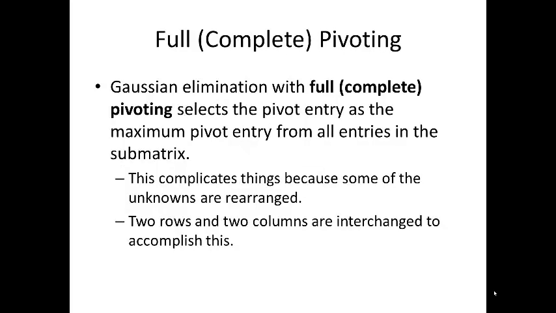This is contrasted with full or complete pivoting. Gaussian elimination with full or complete pivoting selects the pivot entry as the maximum pivot entry from all entries in the submatrix. This complicates things a little bit because some of the unknowns are rearranged. And we also need to interchange both two rows and two columns, so we get more interchanges and more work.